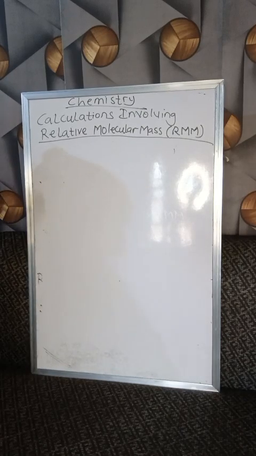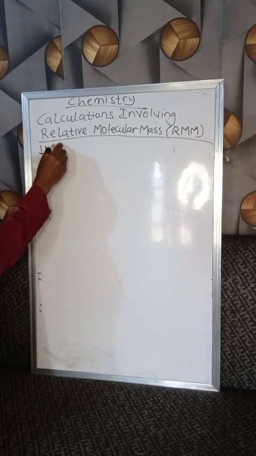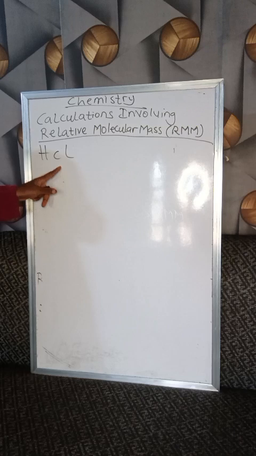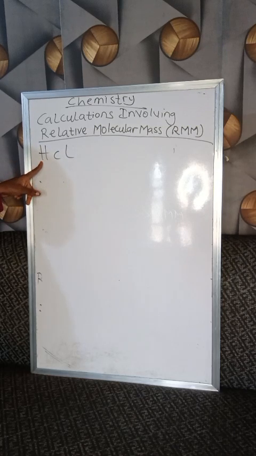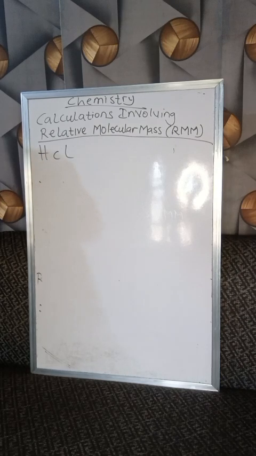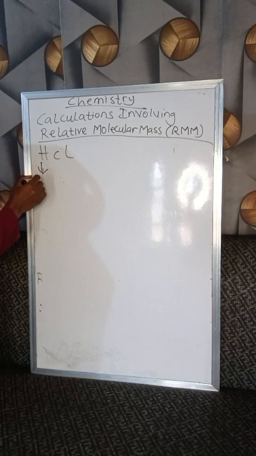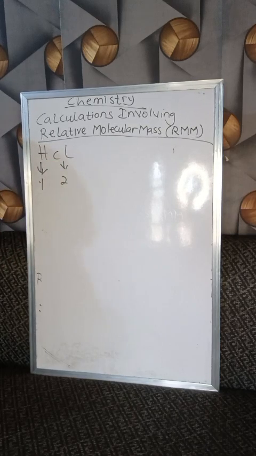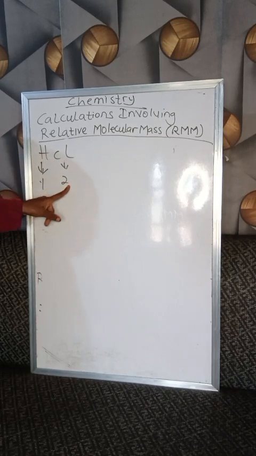Last class I cited an example of hydrogen chloride. I said this hydrogen chloride is a molecule of a substance, and it contains two atoms, that is two elements. The atoms present there are hydrogen, the first atom, then chlorine, the second atom. We have hydrogen and chlorine.